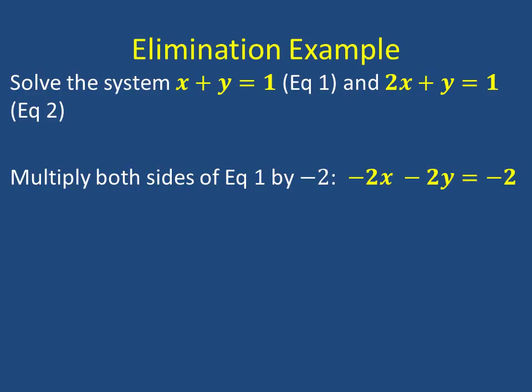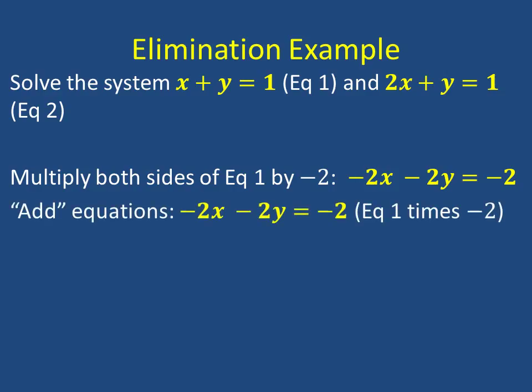In this case, I'm going to try to cancel the 2x in equation 2 with the minus 2x in the modified or multiplied equation 1. So here's equation 1 after multiplying by negative 2. I'm going to add the original equation 2, and what I want to happen is for that negative 2x and the 2x to cancel and give me 0, leaving me just an expression in y. And so I get minus y equals minus 1, which I can solve as y equals 1.